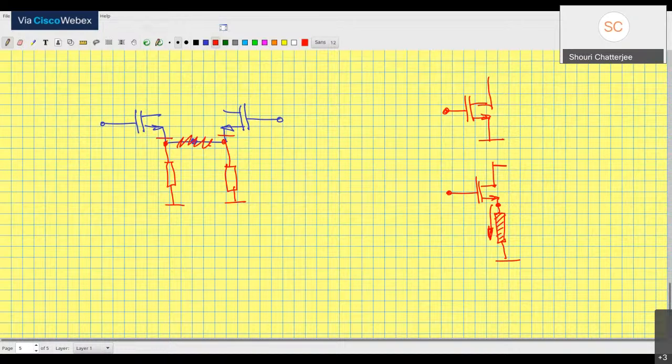Can you please describe the utility of compensation in op amps?